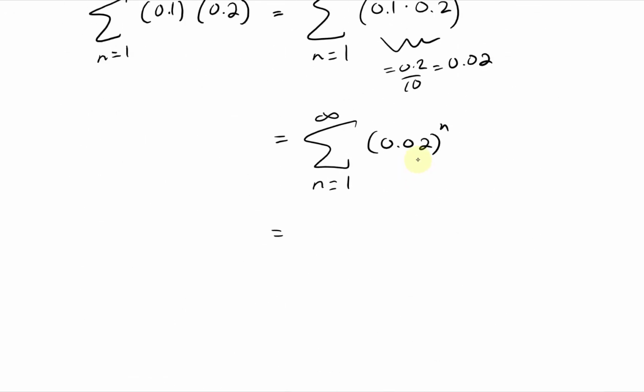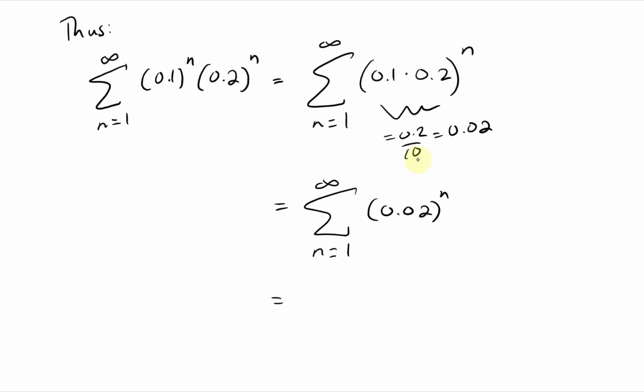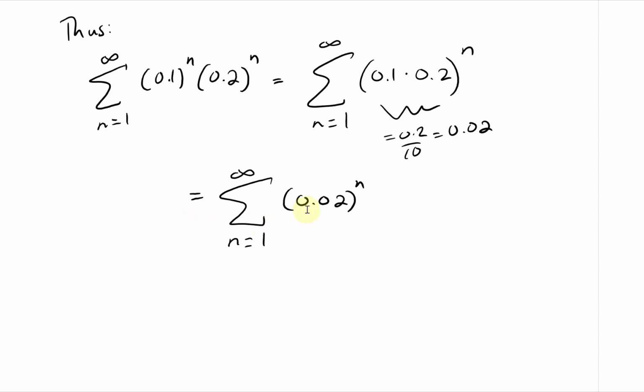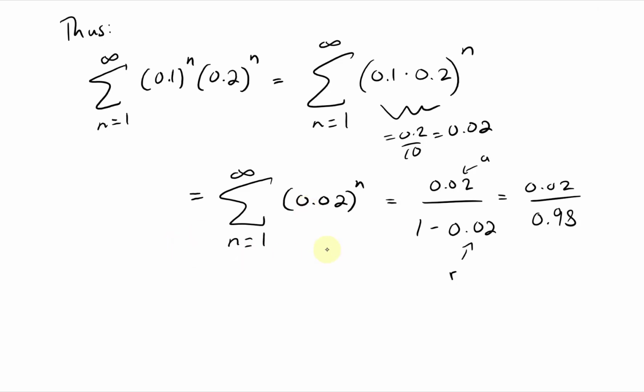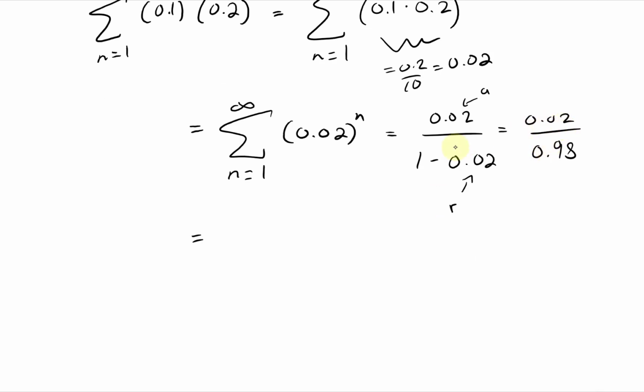And this one, a, is going to be 0.02. This is our a, divided by 1 minus r, which is 0.02, so this is also our r. This equals 0.02 over 1 minus 0.02, that's just 0.98. And here, if we multiply by 100 on both sides, this equals 2 over 98. Then divide by 2 on both sides: 49 times 2 is 98. So 1 over 49, like that.